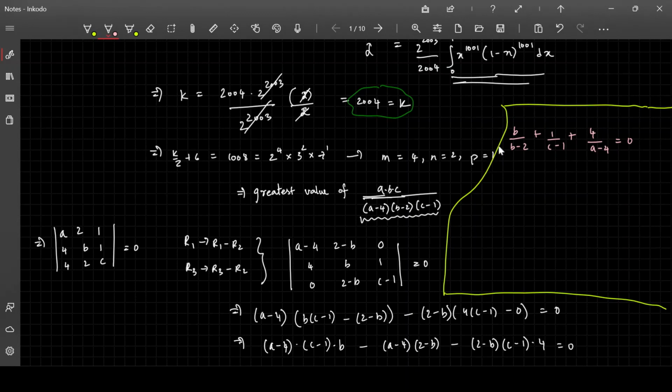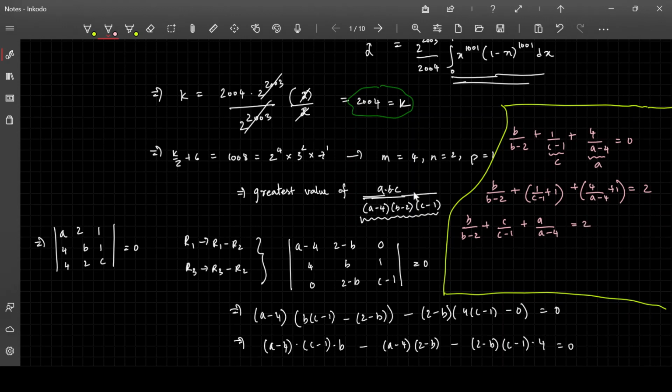Now we actually need c in the numerator in this part, and in this part we need a in the numerator. So what we'll be doing is we'll just add 1 to both these fractions, so that this appears to be b by b minus 2 plus 1 by c minus 1 plus 1 and 4 by a minus 4 plus 1. Fine. And because we have added 2 totally to the left hand side, we shall add 2 to the right hand side also. So this appears to be b by b minus 2 plus c by c minus 1 plus a by a minus 4 is equal to 2.